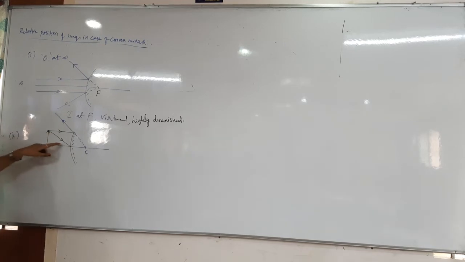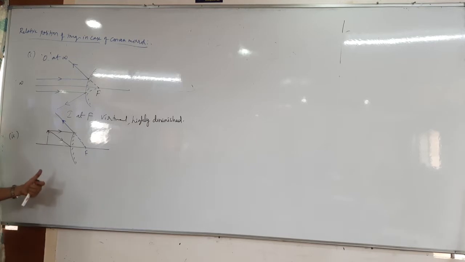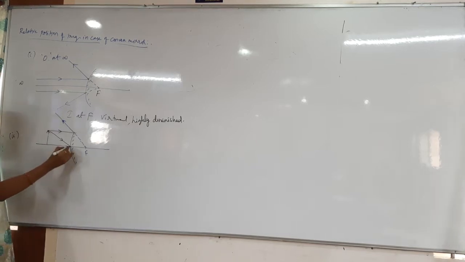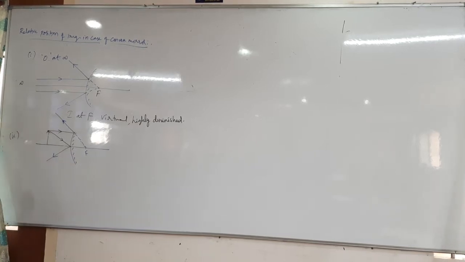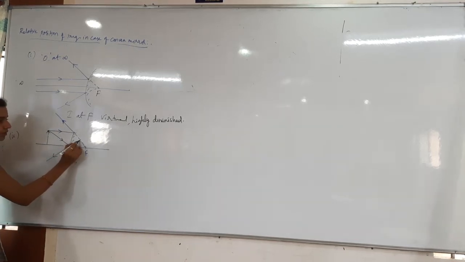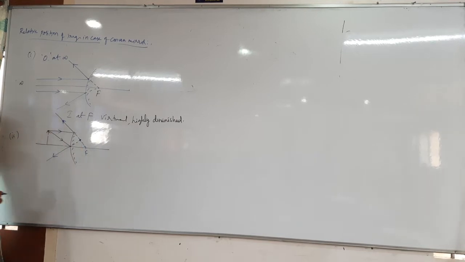Next, this one is which ray? In standard rays, this is which ray? The ray falling on the pole. How will it go back again? It will go back with the same angle only in this manner. Now where will we get the image? We have to extend that also in the opposite direction. This is my intersection point. Here the image will be formed.